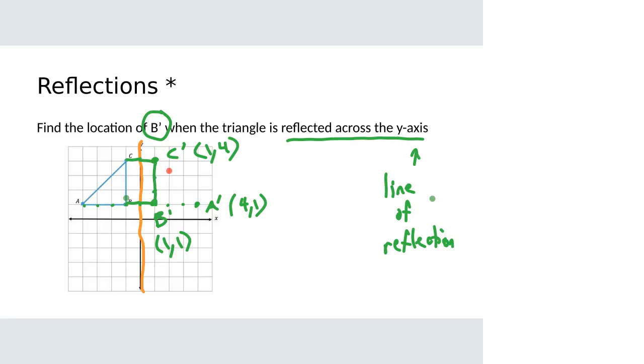I'm going to redraw my triangle. It's going to look like that. And now I have taken that triangle and reflected it across the y-axis. Let me know if you have any questions about what we did there to perform that reflection before I have you try one more.